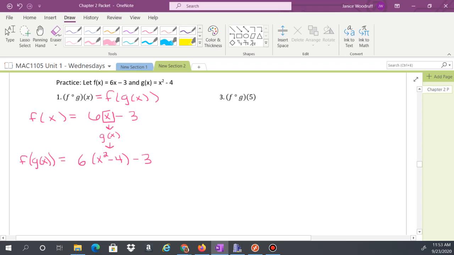Then distribute and combine like terms. So 6 times x squared, 6x squared, 6 times -4, -24, minus 3. We're going to get 6x squared minus 27.